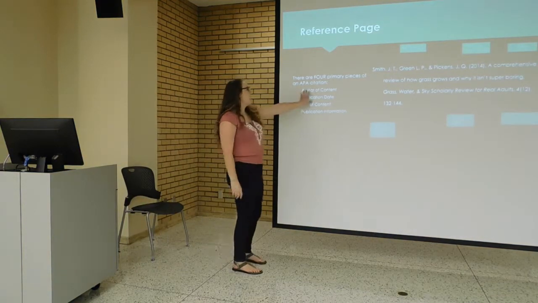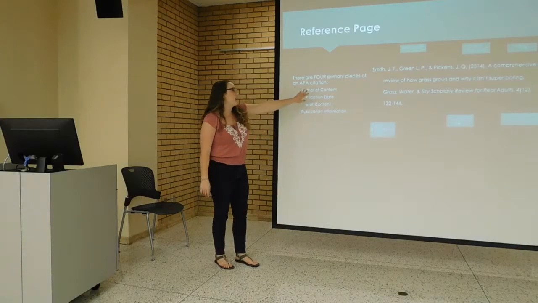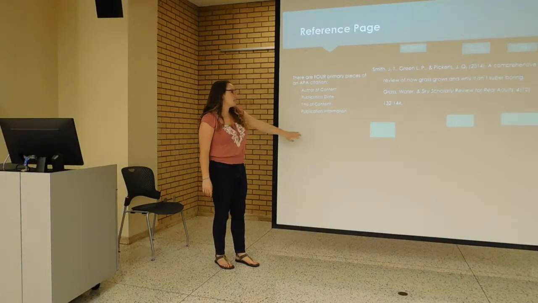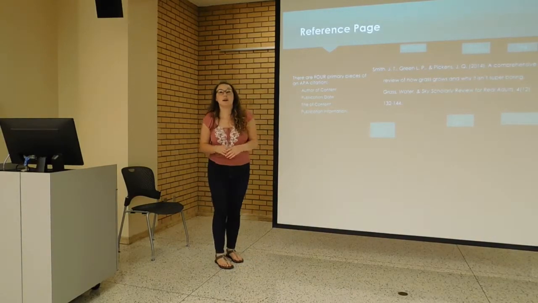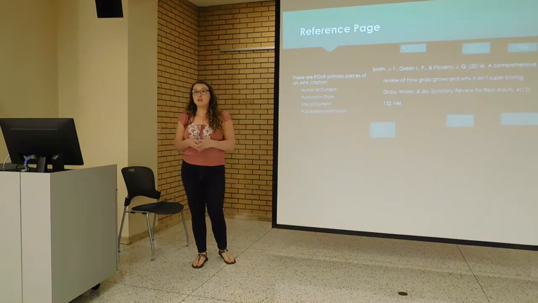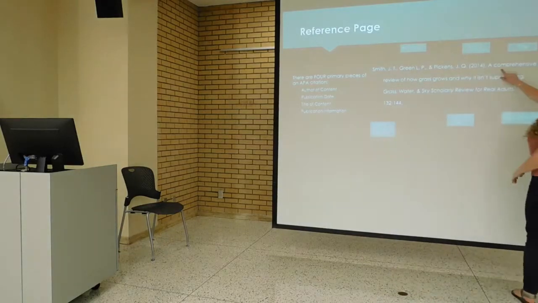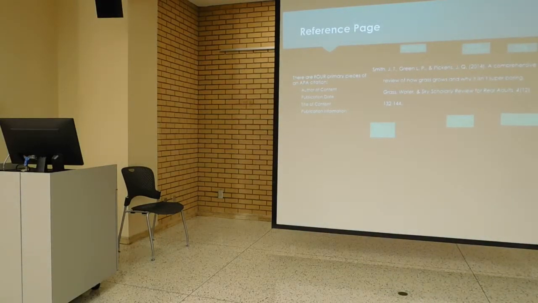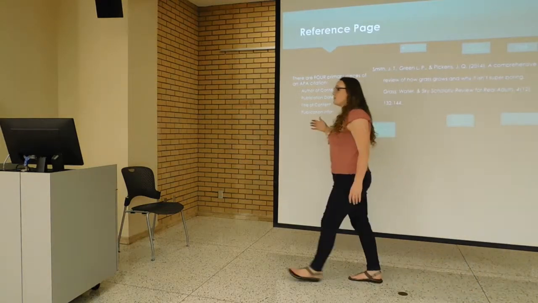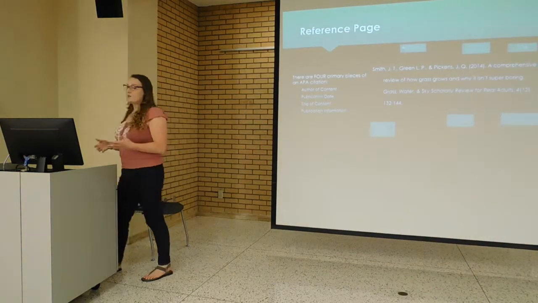So let's say that you don't have an author, but you do have a publication date, and you do have a title, and you do have the publication information. So what you're going to do then is you're just going to move this stuff back. So first you're going to put your title, a comprehensive review of how grass grows and why it isn't super boring. And then after that, I'm going to put my year of publication. Then I'm going to put the journal that it came from, the volume and issue number, and then the page numbers. So it is still completely possible to use a source even if you don't have one of these pieces.